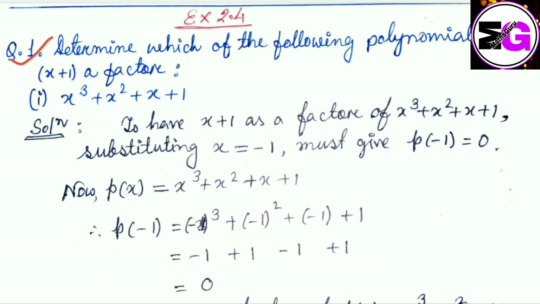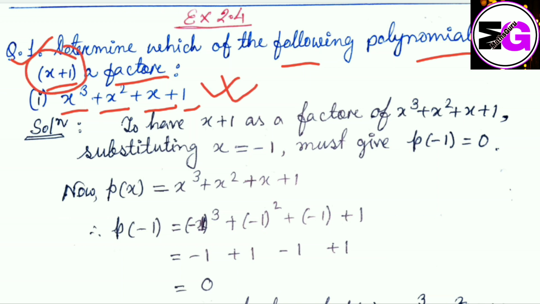So the question number 1, determine which of the following polynomials has x plus 1 a factor. Number 1, x cube plus x square plus x plus 1. That means we need to check whether x plus 1 is a factor of this polynomial or not. Okay, so solution, to have x plus 1 as a factor of x cube plus x square plus x plus 1, substituting x equals to minus 1.